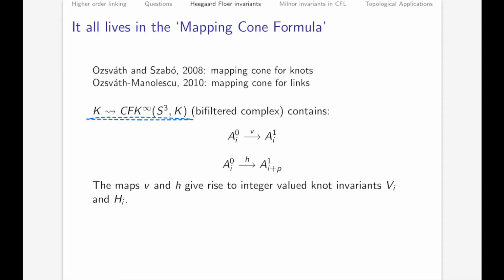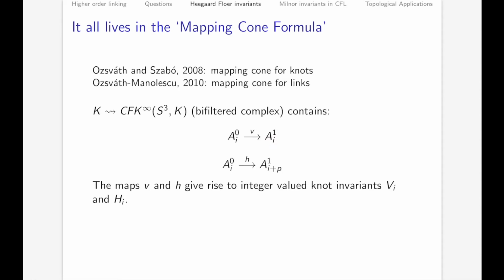I'm writing this for knots right here rather than links because notationally it's much more complicated for links. And this gives you some sort of bifiltered complex. Now this complex contains different subcomplexes and quotient complexes, and two of them are called A0 and A1. If you're more familiar with standard knot Floer homology terminology, then this would be A and this would be B.